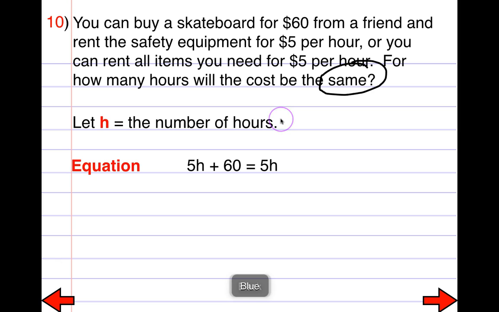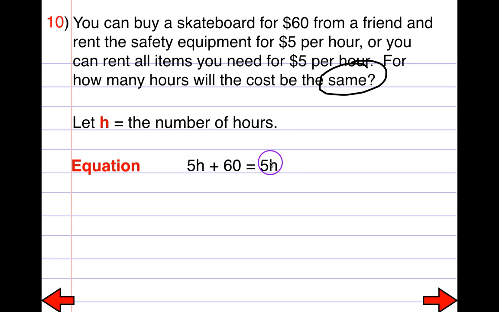Now, just for a second, I want you to think about common sense. If you're getting charged $60 for a skateboard and then $5 for renting this stuff, okay, that's one situation. In another situation, you are only getting charged $5 an hour for renting the safety equipment. When will the cost ever be the same? Well, let's see. Hopefully you have an idea right now. So here, let me prove it to you.